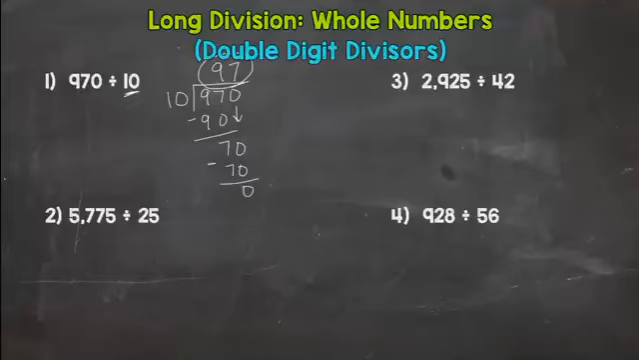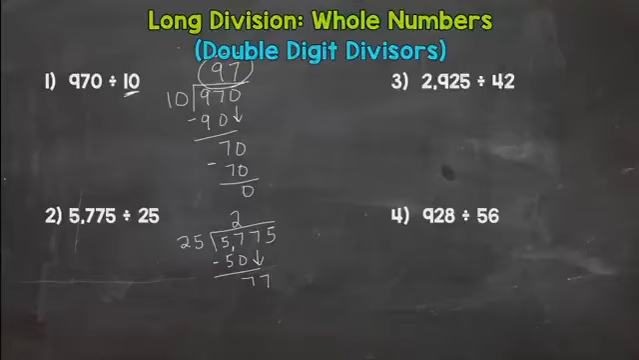So let's go to number 2 here. We have 25 as our divisor and 5,775 as our dividend. So we start with how many groups of 25 can we pull out of 5? Well, we can't, so we need to look at the 57. How many 25s out of 57? Well, 25, 50, 2. So we need to put the 2 above the 57. Do not put it above the 5. 2 times 25 is 50. Subtract, I get 7. Bring down my 7.